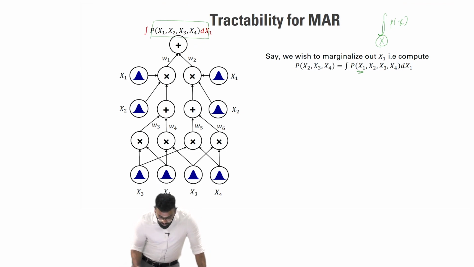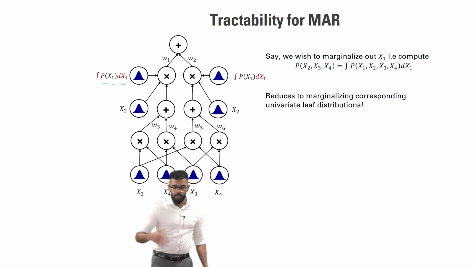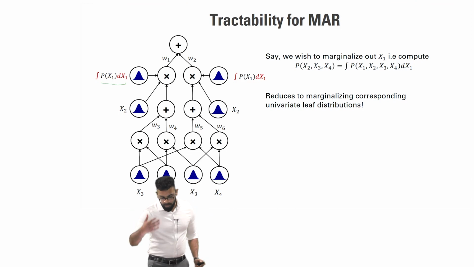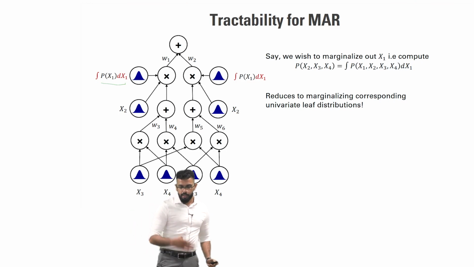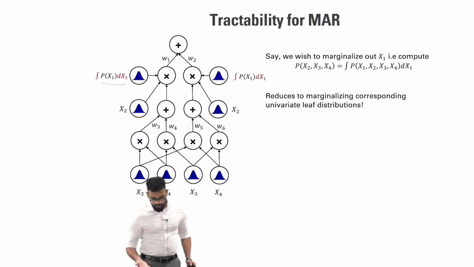But if you have a smooth sum node, I can push this integral down. So the integral now becomes over the product node. And if you have a decomposable product node, we saw in the previous slide that you can again push it down to the children of the product node. So the integral basically decomposes to the leaf here. You can keep on pushing this integral from a node to its children until you reach the leaves. And at the leaves, you have simple univariate leaf distributions.